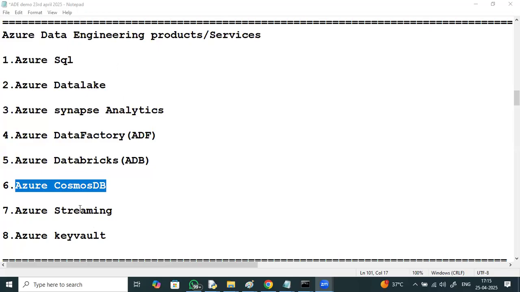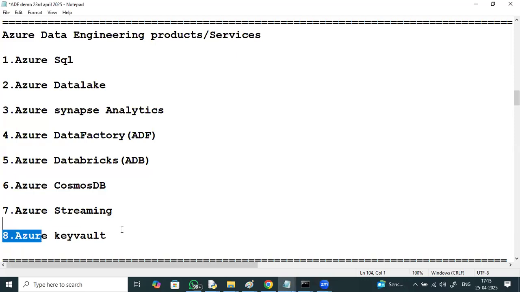Azure Cosmos DB, a cloud-based NoSQL database, and Azure Streaming. Azure Streaming is analyzing and processing huge volumes of streaming data. Streaming data means data which keeps on incrementing, data which keeps on generating. Such data we call streaming data. Azure Key Vault, protecting the data in the cloud.